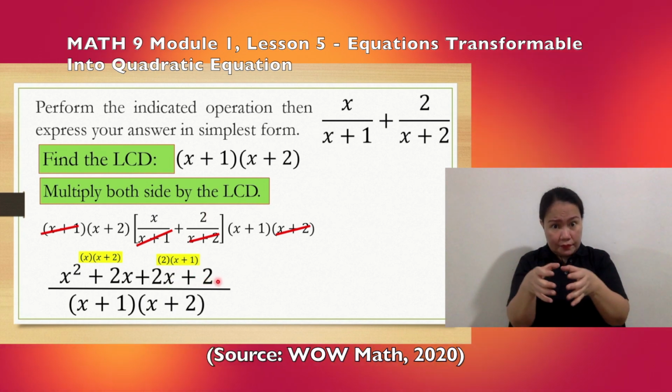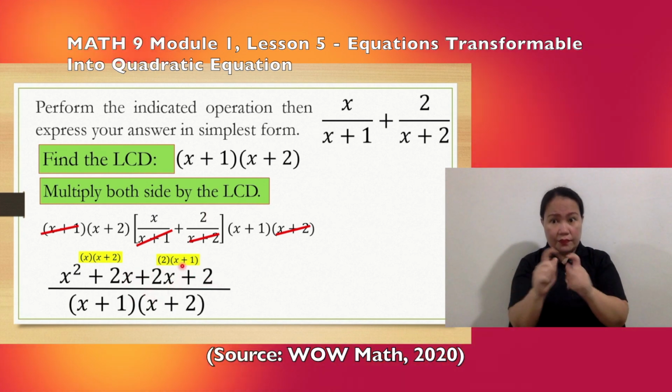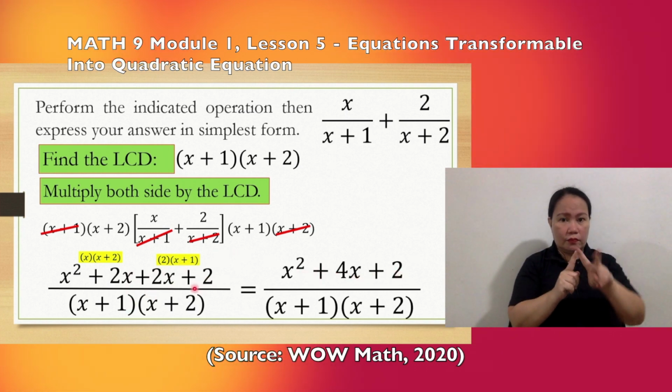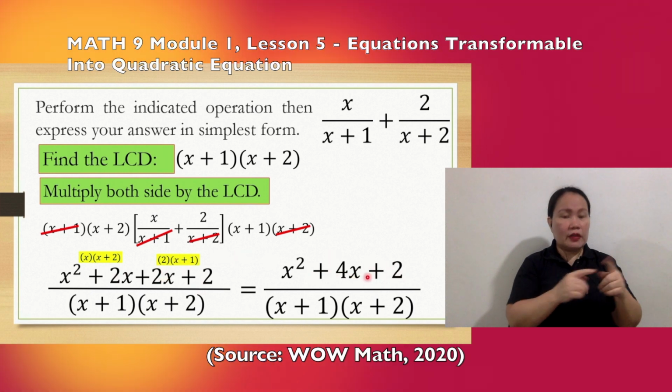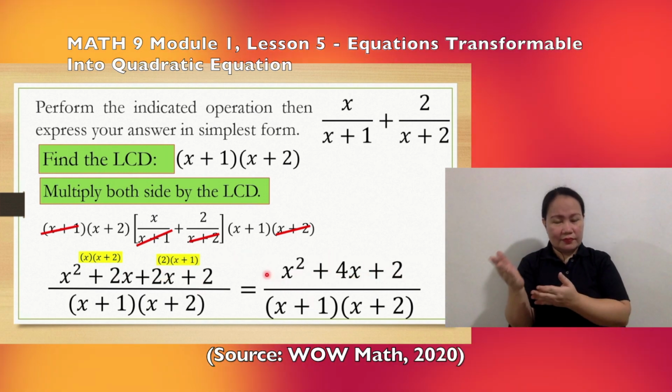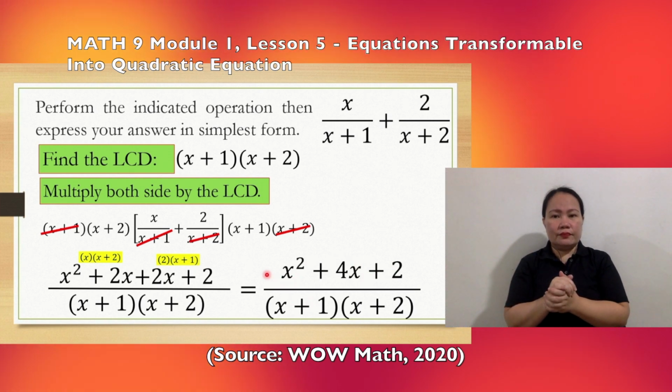So, combine the similar terms in our numerator. And that is x squared plus 4x plus 2. Bakit? 2x plus 2x, that is 4x. And this is the answer. x squared plus 4x plus 2 over x plus 1 times x plus 2. Or pwede rin expand nyo itong factor nito.